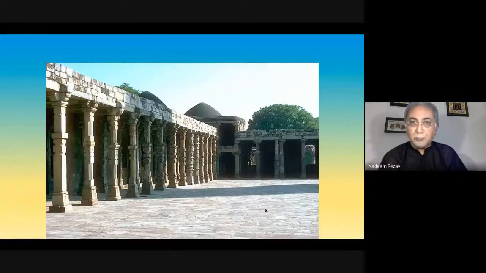Now, for example, here is the slide where I was talking about the Qubbat al-Islam Sahan, the courtyard and the galleries around it, where the temple pillars have been used to have a flat roof on them. You can see the beams on which the trabeated roof is resting, and you can see the conical domes. This is what I was talking about.